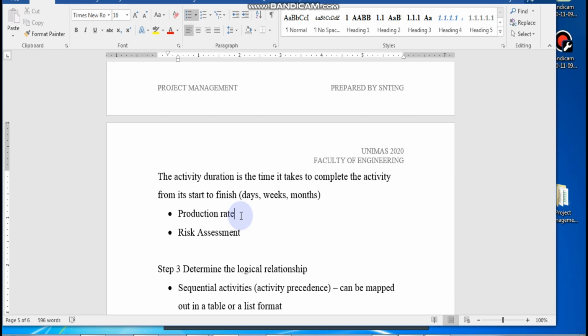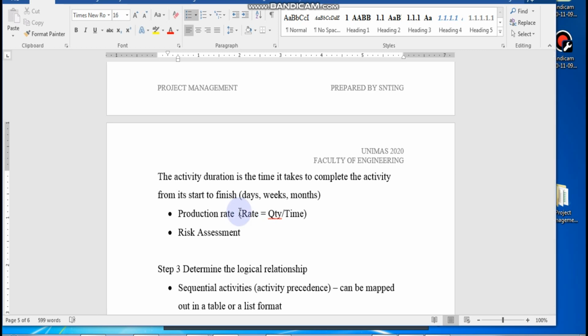So 1,000 divided by 10 pounds a day, you get your time. Okay, so this is what we call production rate. So production rate is basically rate is equal to quantity divided by time. Okay, so this is a very simple but very important formula that you must remember.